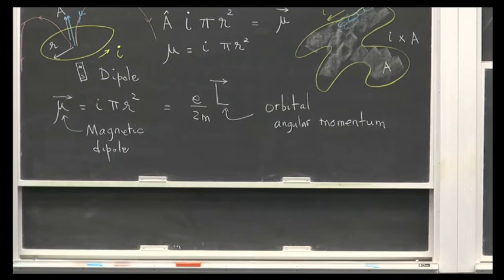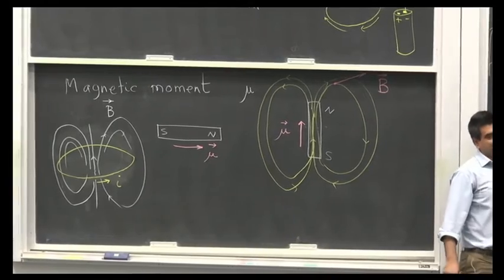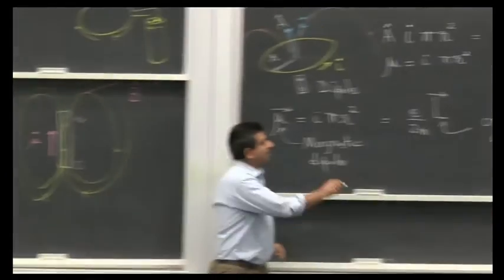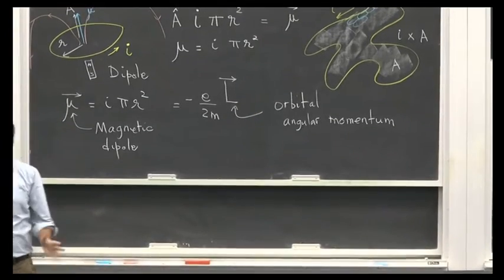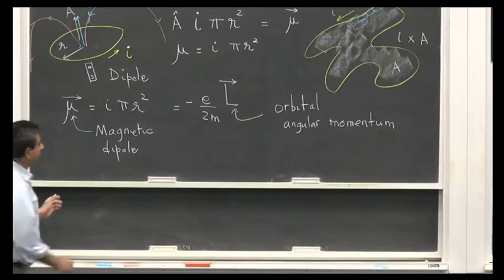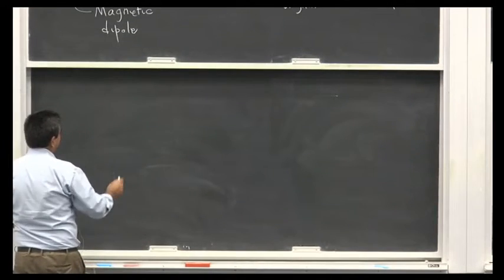But the only problem is that since we're talking about a negatively charged particle and our magnetic moments are defined with respect to conventional charge, positive charge, I put a minus sign here. That just completes the picture. It completes the story. So I have an electron.